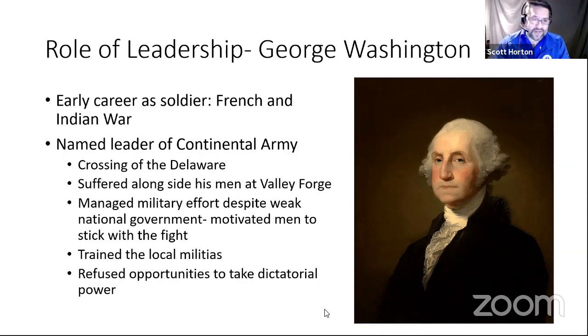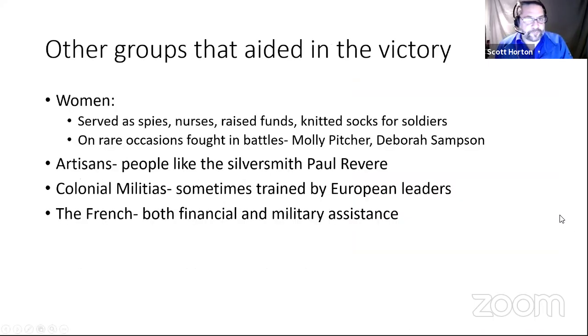He manages the military effort despite a weak national government that is not really able to give him very much assistance. They're short of food, they're short of supplies, they're short of money, etc. And then he refuses to take dictatorial power, and I'll talk about that on Friday when we come back to him becoming president.